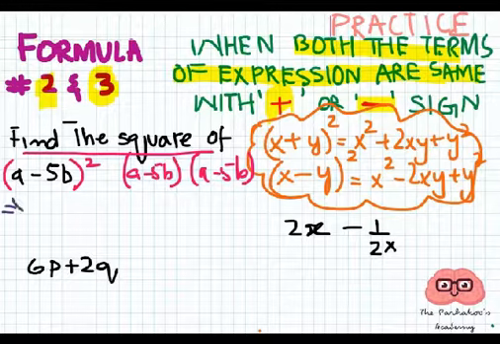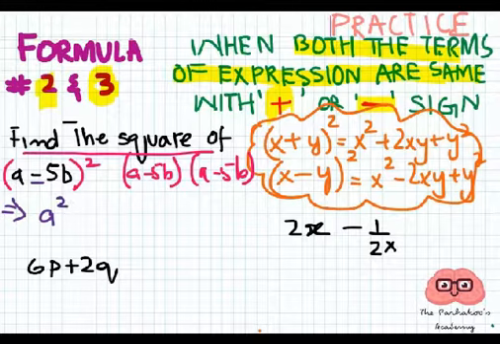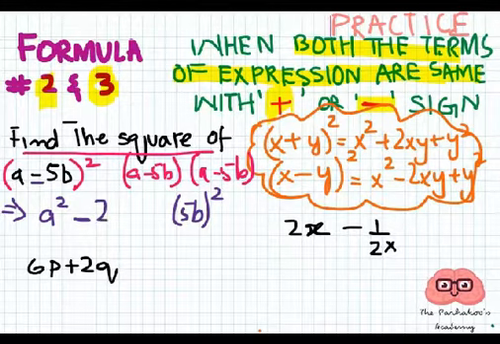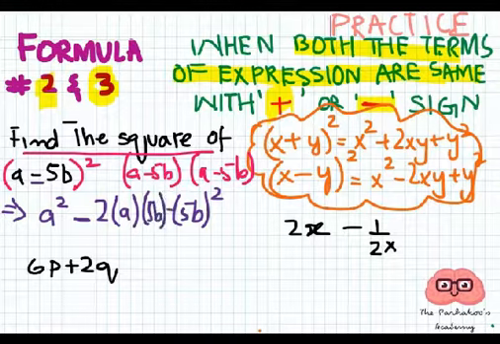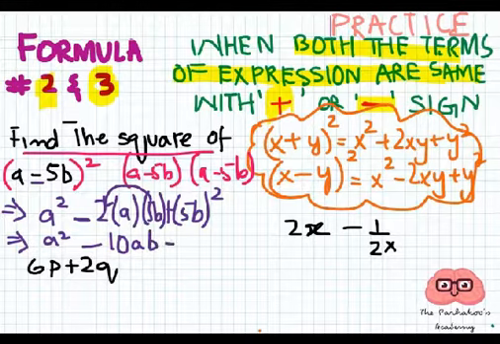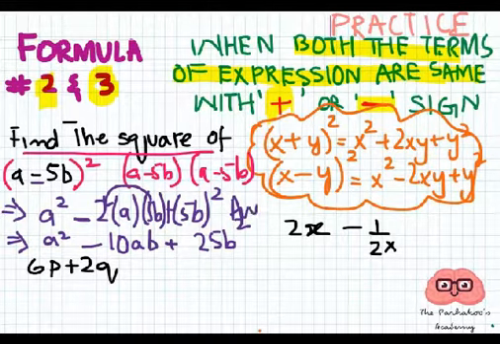So let's start off. Here we have minus, so a squared, 5b squared, minus, since we have minus here, so 2 times a, 5b, plus. Okay, so let's simplify it. A squared minus 5 into 2 is 10ab plus 5 into 5 is 25b squared. So here we go.